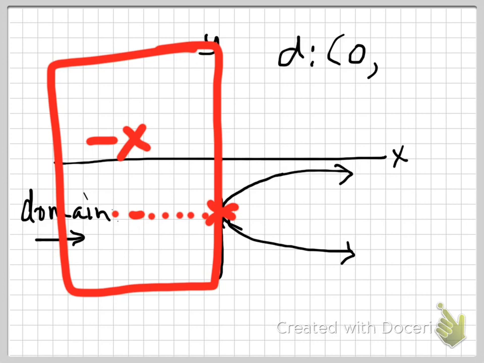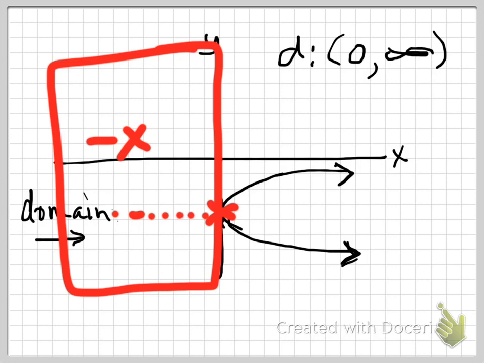Okay? Now, you will notice, however, that it has arrows going forever to the right. Well, forever to the right means that I'm going to get an endpoint of the domain as positive infinity.